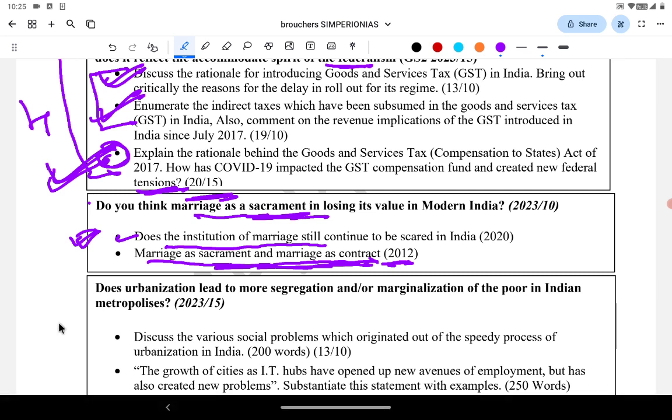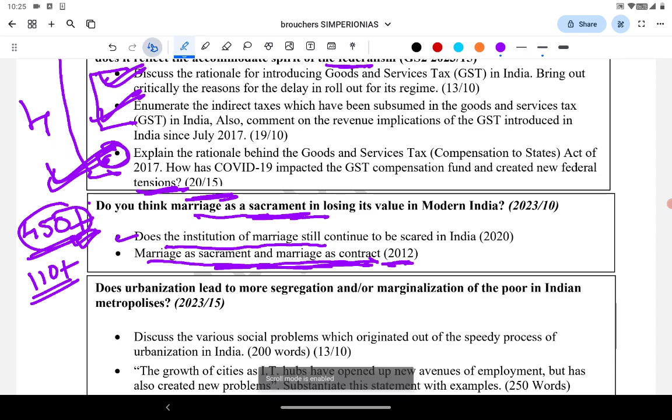See, to get into IAS, to get a top 10 rank, you must try scoring 450 plus marks in the GS. To score 450 marks, you have to score at least 110 plus in each GS paper. So the PYQs are very important. When questions like marriage as a sacrament are directly repeated, you have to try to score 70% of the marks in these questions. Let's move to the next question.